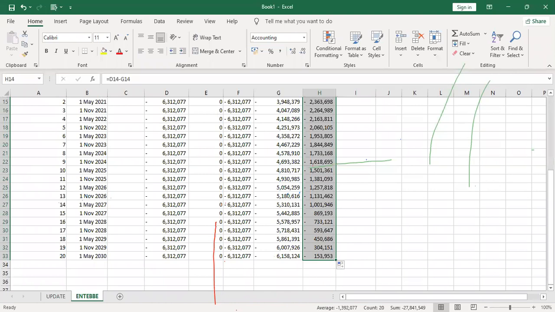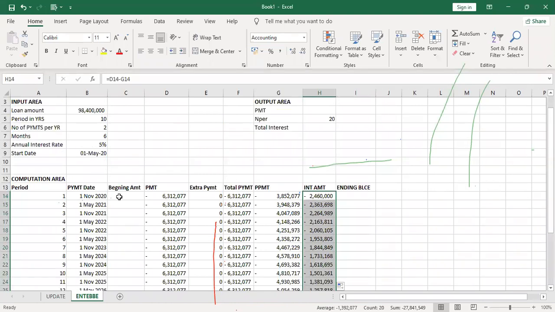So next is the beginning amount and ending balance. Remember, I've told you that beginning amount and ending balance go hand in hand. But are we together, coordinator? Yes, sir. We are together. Good. So the beginning amount and ending balance are calculated concurrently.